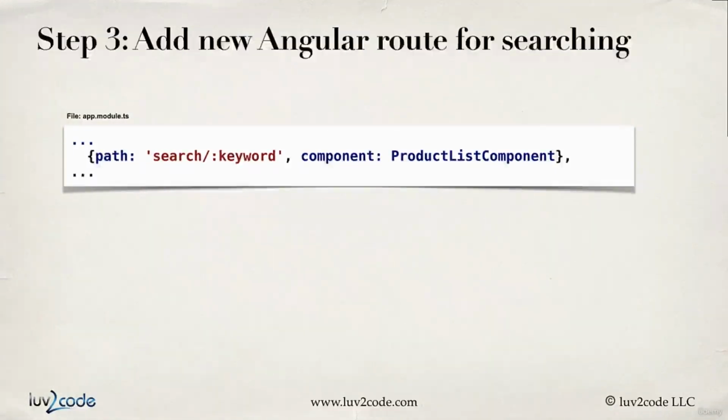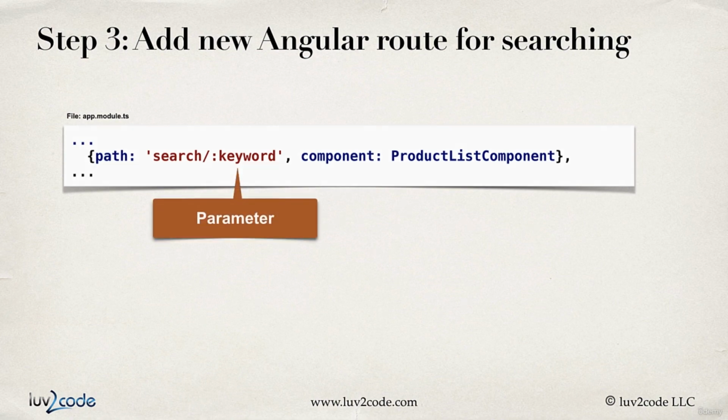And then in step 3, we need to add a new Angular route for searching. So in our app.module.ts file, we'll set up this path, search/:keyword. That's a parameter that we're defining. And then we'll tell it that this actual work will be handled by the product list component. And we'll actually use this parameter in some of our later code.